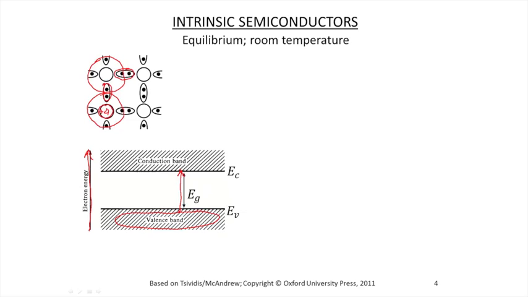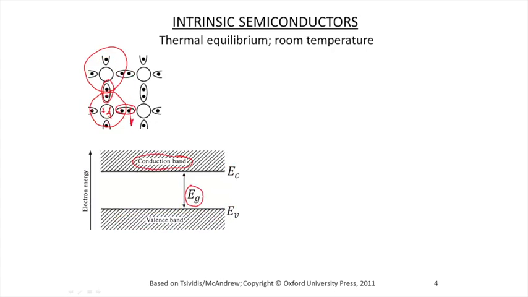So for example, let's say this electron here moves out like this. So keep in mind the symbols here. E sub V is the top of the valence band. E sub C is the bottom of the conduction band. And E sub G is the energy gap, which is about 1.1 electron volts. Now, once this electron got enough energy to get into the conduction band, it is free to move, as you see here.